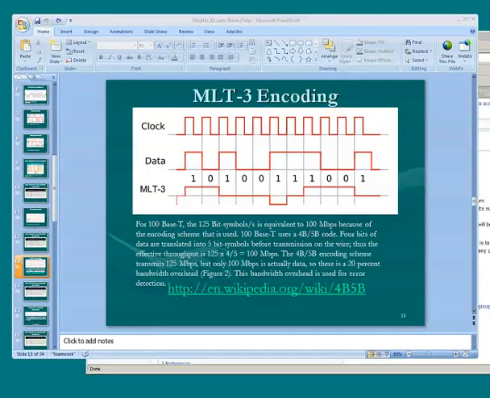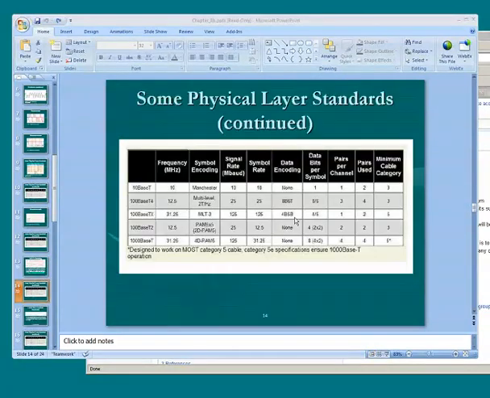All right, under data encoding, we see that 100BASE-TX has a unique way of shuffling the intended bits before sending the bits across the media. And this unique code is known as 4B5B. Let's take a look at it.